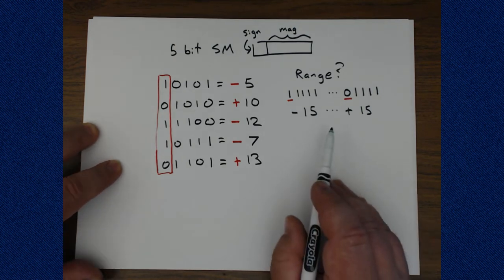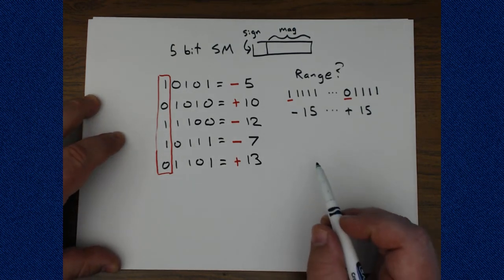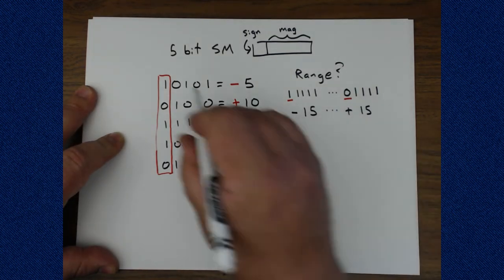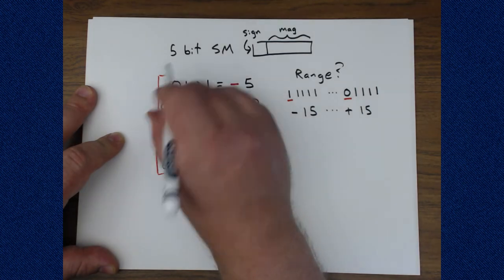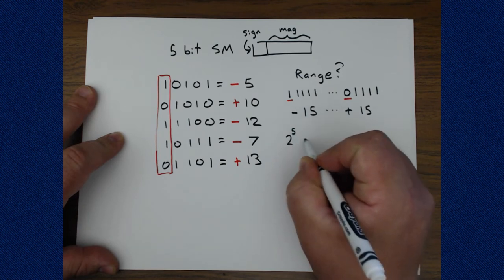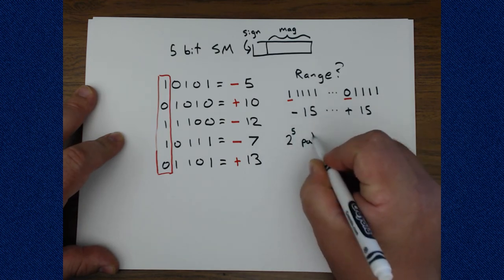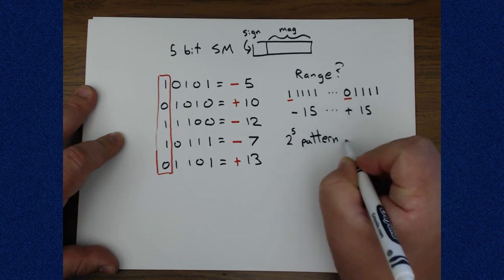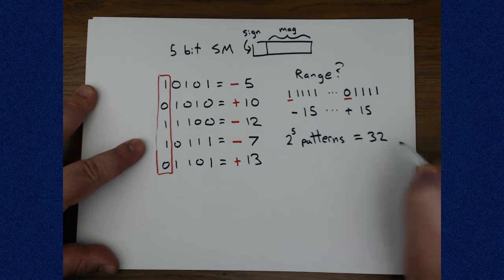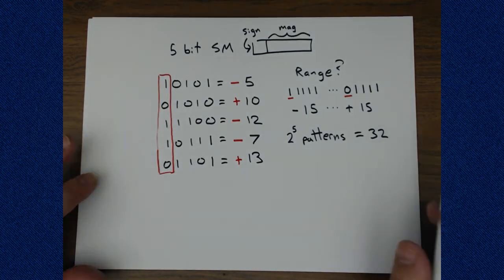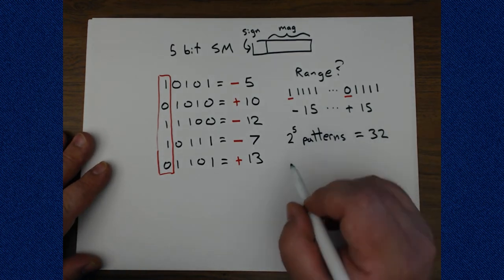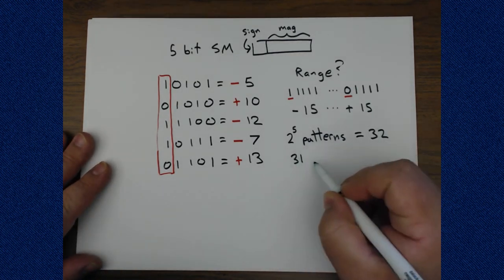But if you think about these numbers carefully, it should alert you to an interesting anomaly. That is that we have 5 bits, each of which can take on 2 different values. And so that means we have 2 to the 5th bit patterns that are possible, which is really 32 bit patterns. But if you count the numbers between negative 15 and 15 inclusive, we'll find that we actually have 31 values.